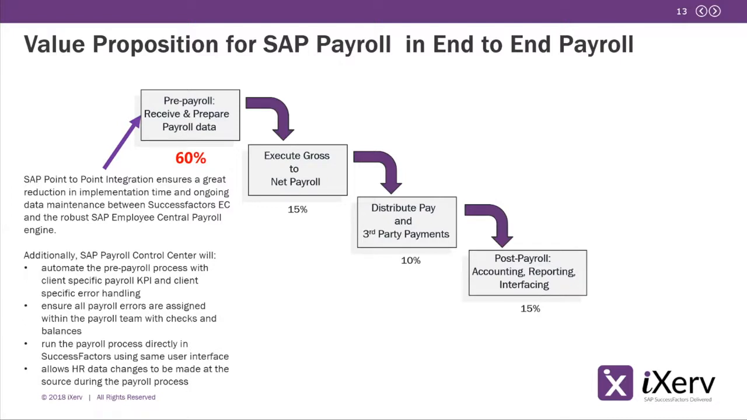The point-to-point integration, first of all, helped SAP get a better integration between EC and ECP. It helps me on the implementation time. If I look at integrating SuccessFactors EC with ECP, I can do this in under about 200 hours in general. If you look at doing that with an on-premise system, for example, you easily talk about 400 to 500 hours to get the same thing accomplished.